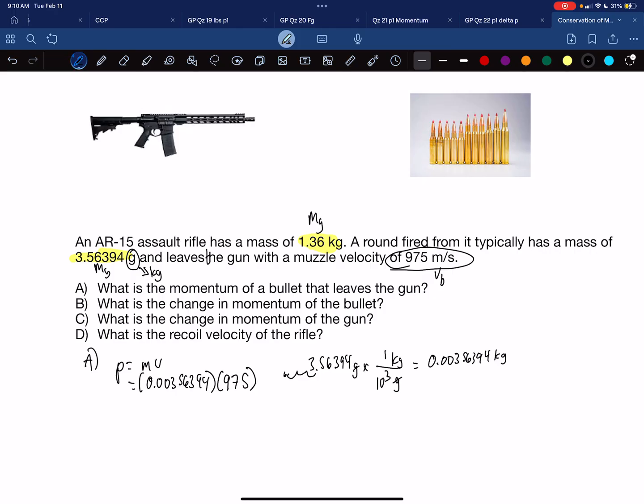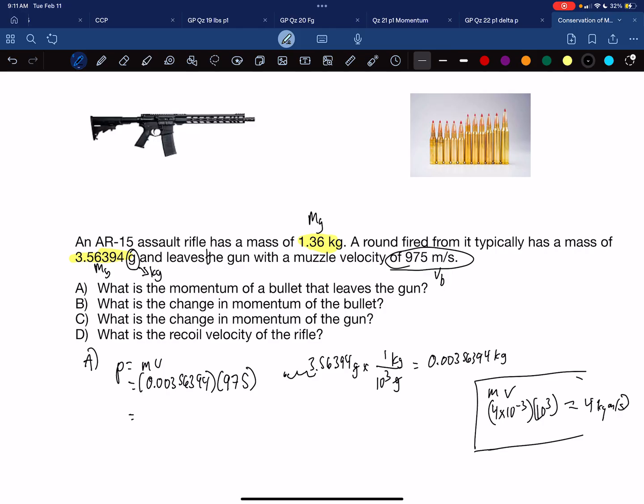Now I want to do a power of 10 estimate first. We've got mv. The mass is about 3 times 10 to the minus 3, actually 4 times 10 to the minus 3, and the velocity, 975 to one digit, is 10 to the 3, or 1,000. So the momentum is going to be about 4 kilogram meters per second is what we would expect when we plug it into our calculator.